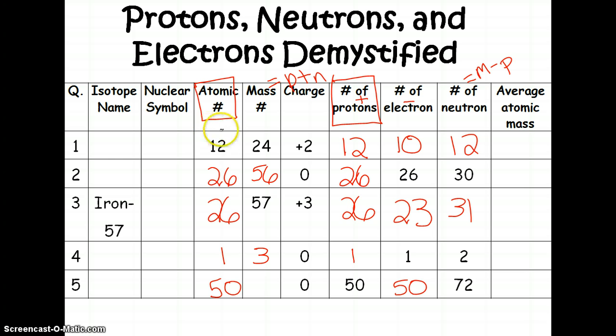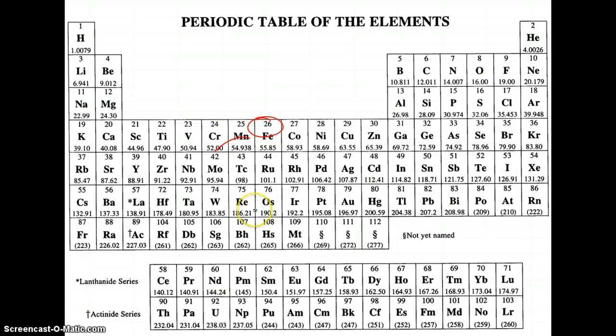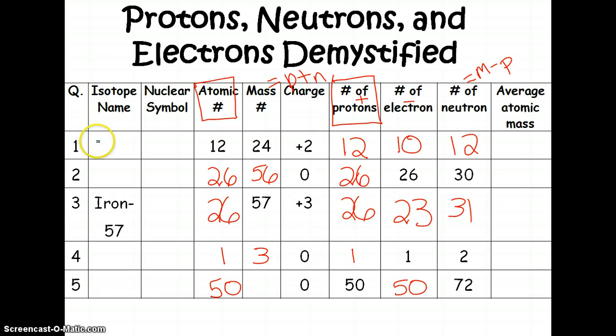All right, the isotope is actually the name of the element, so let's see, element 12, that would be magnesium. So we can go and we can write magnesium. We're just going to put Mg, and then it's dash the mass number. Okay, all right, 26, we said a while ago 26 was iron. So this one's iron, and mass is 56. That one's already filled in for us, iron 57. This is atomic number 1, that's going to be hydrogen. So hydrogen 3.